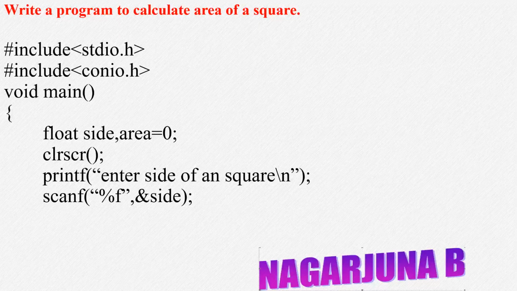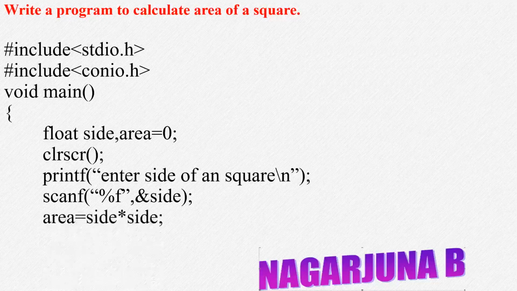So whatever has been entered by the user will be stored in a variable side. After that we need to write a computation statement or a calculation statement, that is a formula: area is equal to side into side semicolon, and note here the multiplication symbol is an asterisk. So now it will calculate the area and it will be stored in a variable called area. After that we need to display the result.